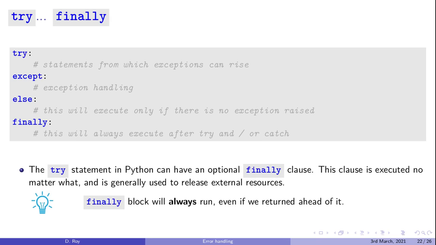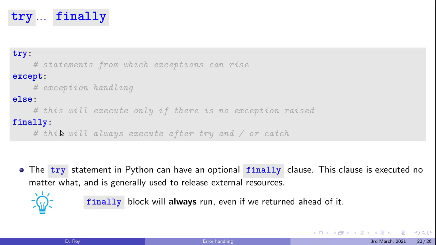Another optional clause that can come in a try statement is called the finally clause. This is the way we need to write these individual code blocks: try, then except, then else, and then finally. The code statements defined in this finally clause will always be executed, even if there is no exception or there is an exception occurring from this try block.